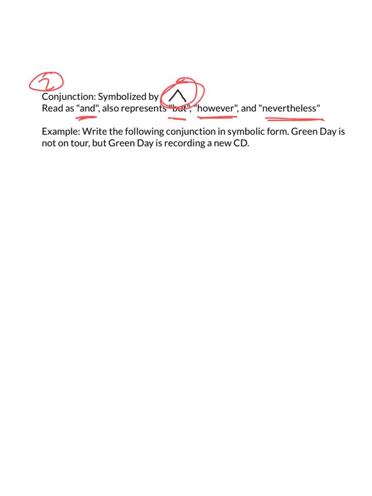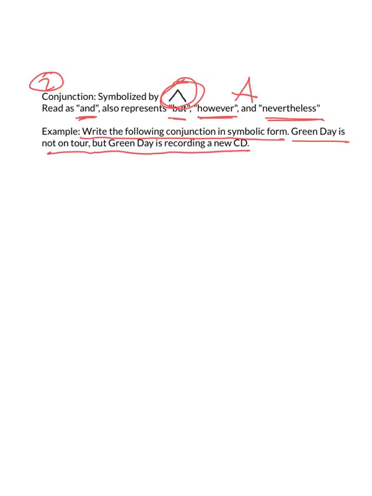A memory trick that some people do is they'll take the up arrow and make it into a capital A for "and." So as an example of practicing using this symbol, it says to write the following conjunction in symbolic form. In other words, translate from English language to math symbols. Here we go. The sentence is: Green Day is not on tour, but Green Day is recording a new CD.